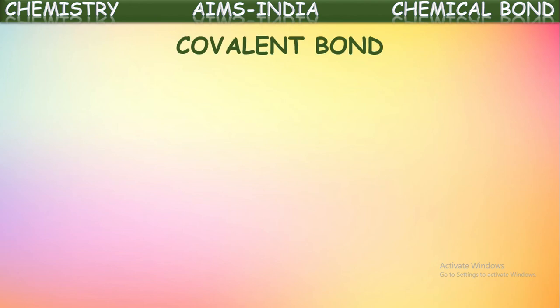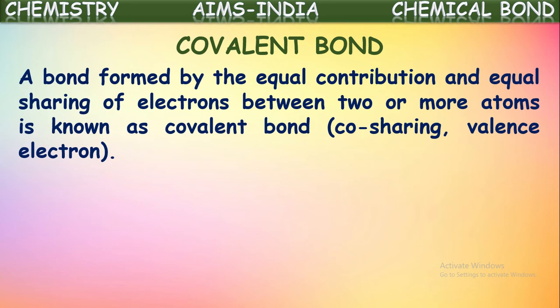Now let us see another kind of chemical bonding, that is covalent bond. A bond formed by the equal contribution and equal sharing of electrons between two or more atoms is known as covalent bond or sharing bond. Here, co represents sharing. Valent means valence electrons. So the chemical bond formed by the sharing of valence electrons is called covalent bond.